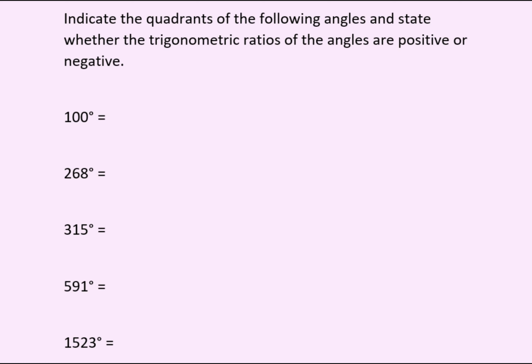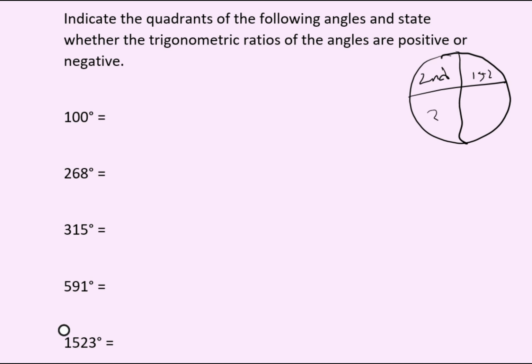The question states: indicate the quadrants of the following angles and state whether the trigonometric ratios of these angles are positive or negative. We have question 1, 100 degrees. First, let's draw our quadrants. So these are first, second, third, and fourth. Now, what of our angles? This is from here to here, 90 degrees, 180 degrees, 270 degrees, and 360 degrees.